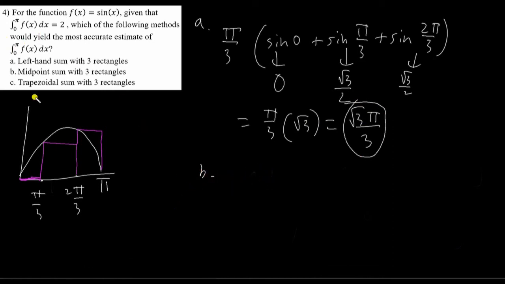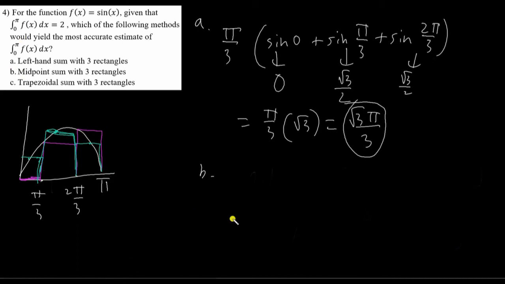So now a midpoint sum is going to be, instead of having it like this, the height is going to be the height of the midpoint. So it's going to be this value right here, and then instead of here, it's going to be this value right here. And then instead of here it's going to be this middle point right there. Terrible drawing, I'm sorry. Something like that.